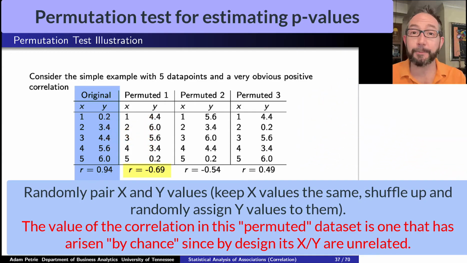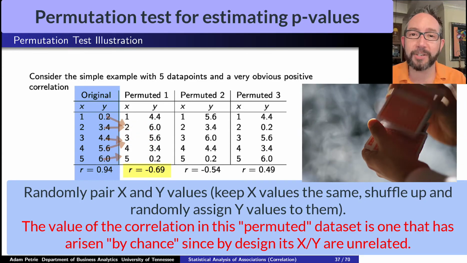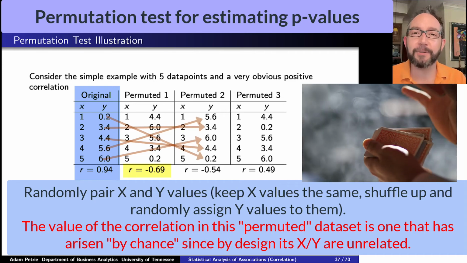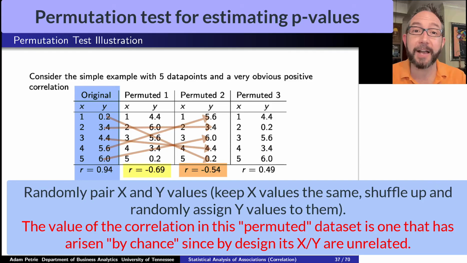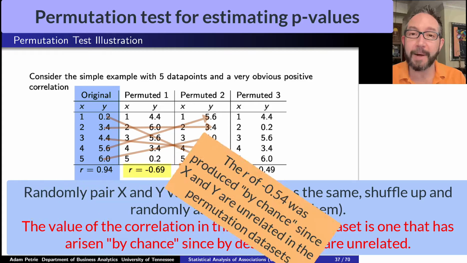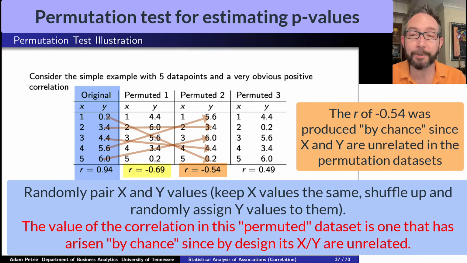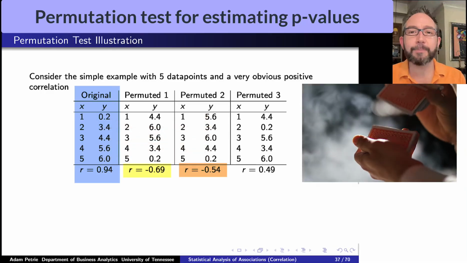And then we repeat this procedure. We shuffle up the y's once again. We randomly assign them to each value of x. We measure Pearson's correlation, and this is going to be another value that's been recorded just by chance alone. X and y are unrelated because we've randomly assigned the values to each other. There's no association going on. So in the second permuted data set, this correlation of minus 0.54 is something that's being produced just by random chance. Permuted data set number 3, same sort of procedure.